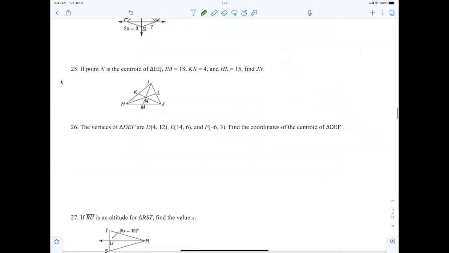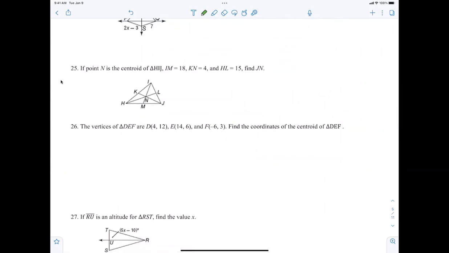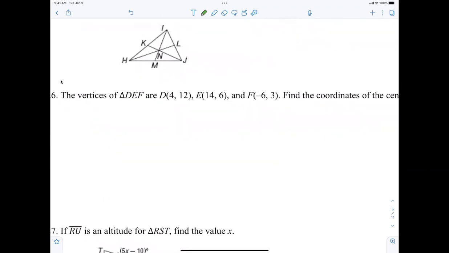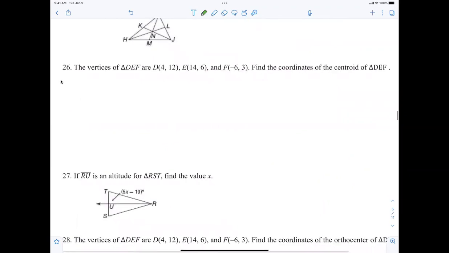All right, I really want to get to find the coordinates of the centroid. Let's jump to 26 for a quick second. Now we can use a formula, but I think I'm going to say on the test, I really don't want you to use a formula. All right, you can check your formula. So does anybody remember how to find the formula?